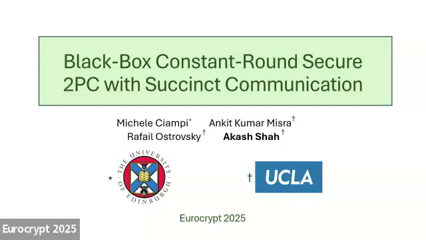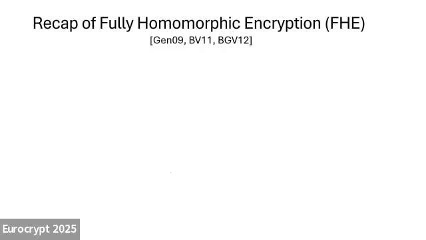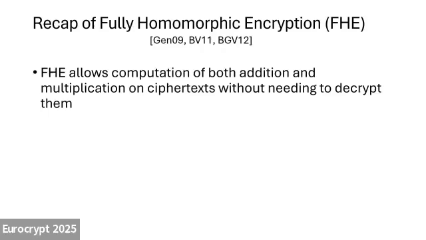So today I'll present our black box constant round secure 2PC construction with succinct communication. This is a joint work with Michele, Ankit, Rafi. So let me first begin with a recap on fully homomorphic encryption scheme. FHE allows computation of both addition and multiplication gates on ciphertext without the need to decrypt it.